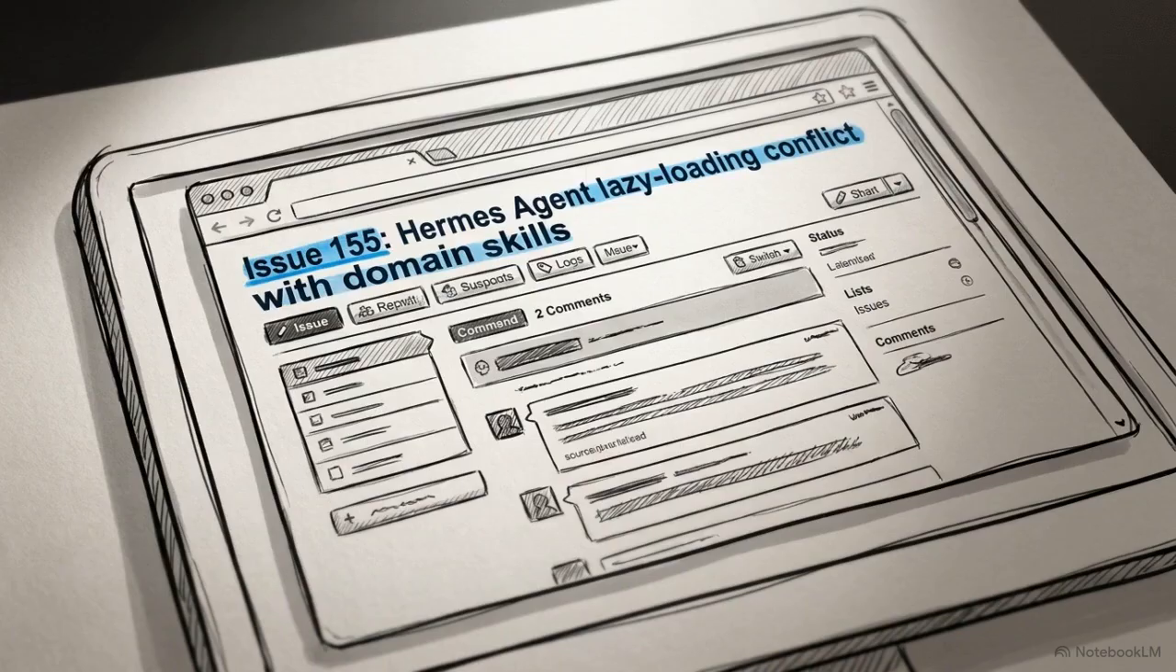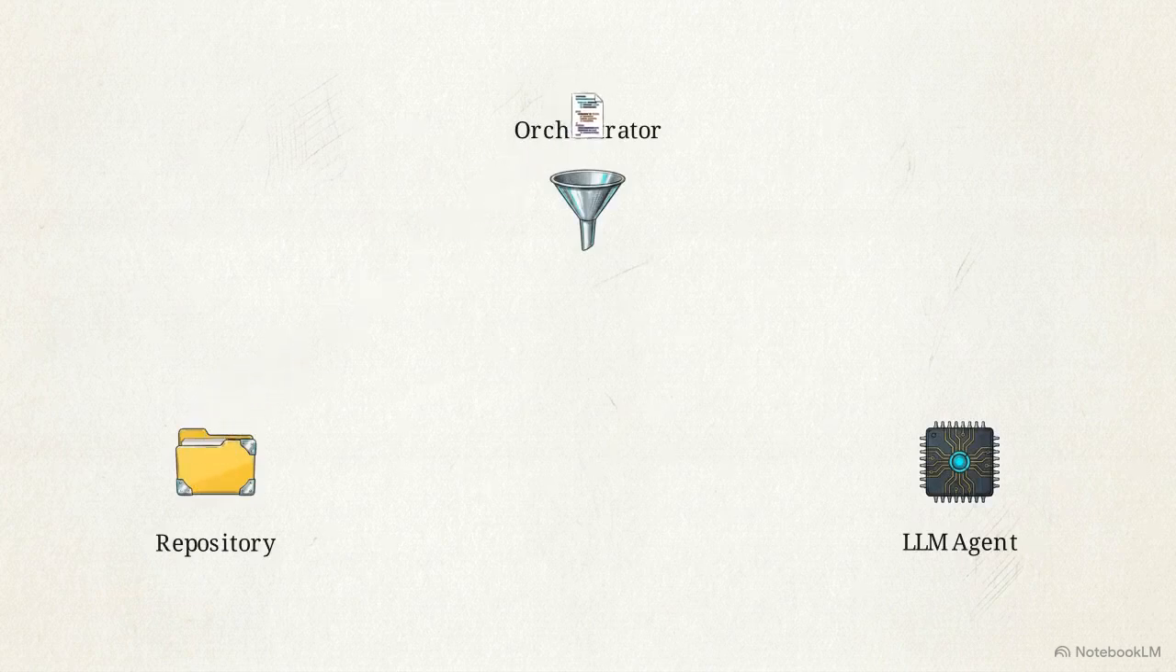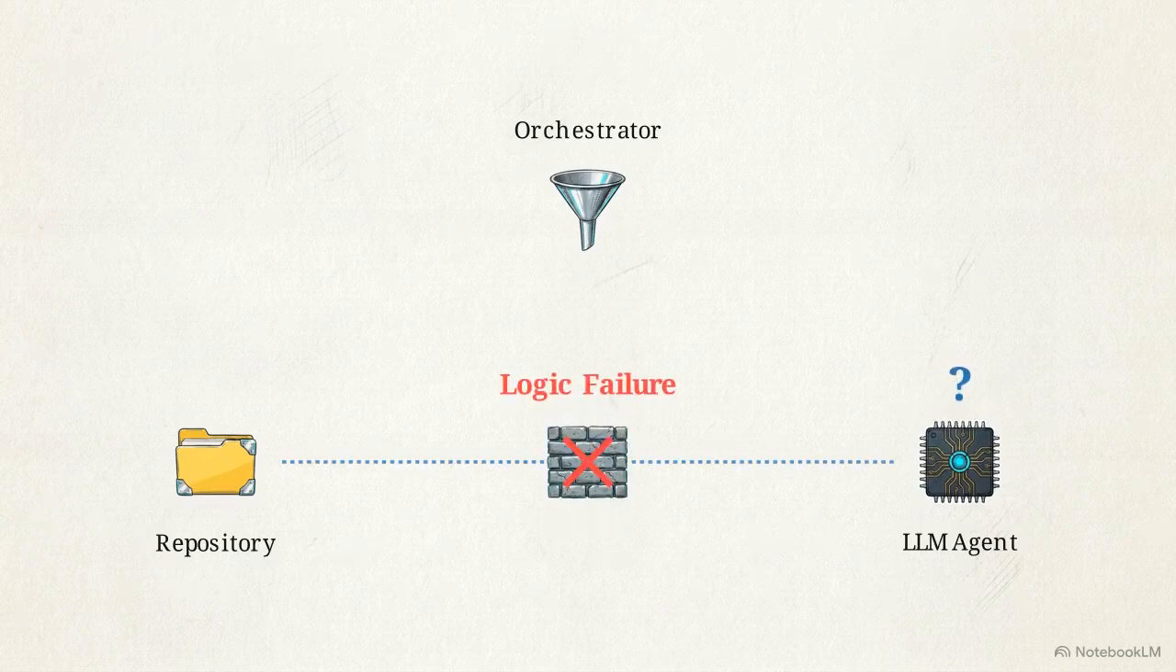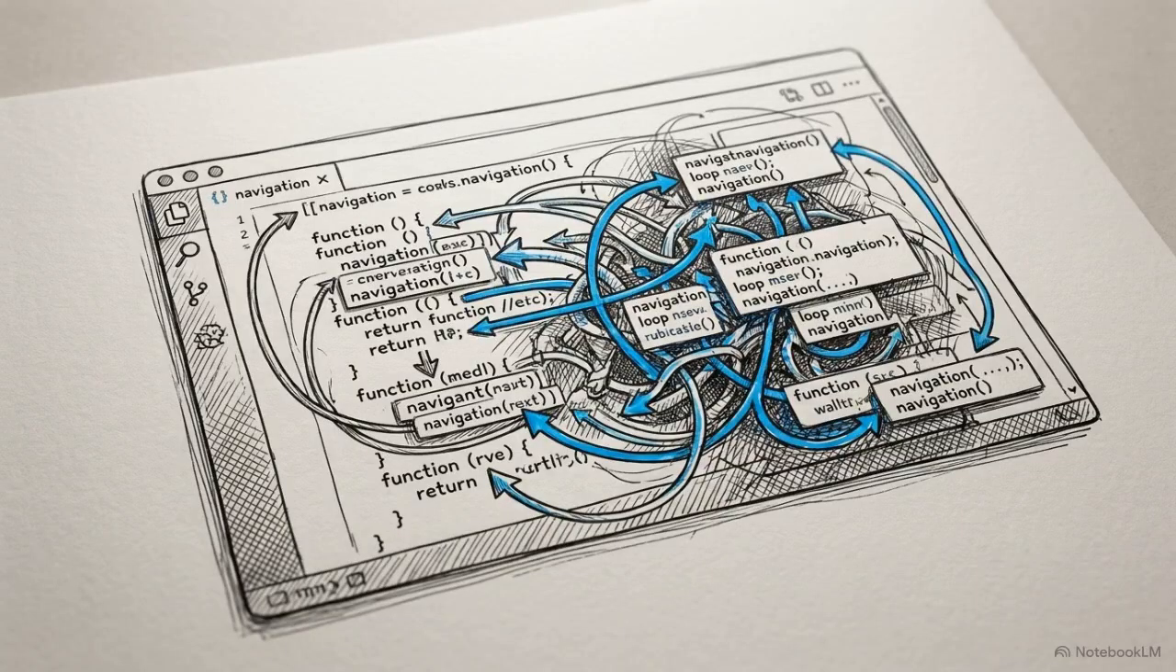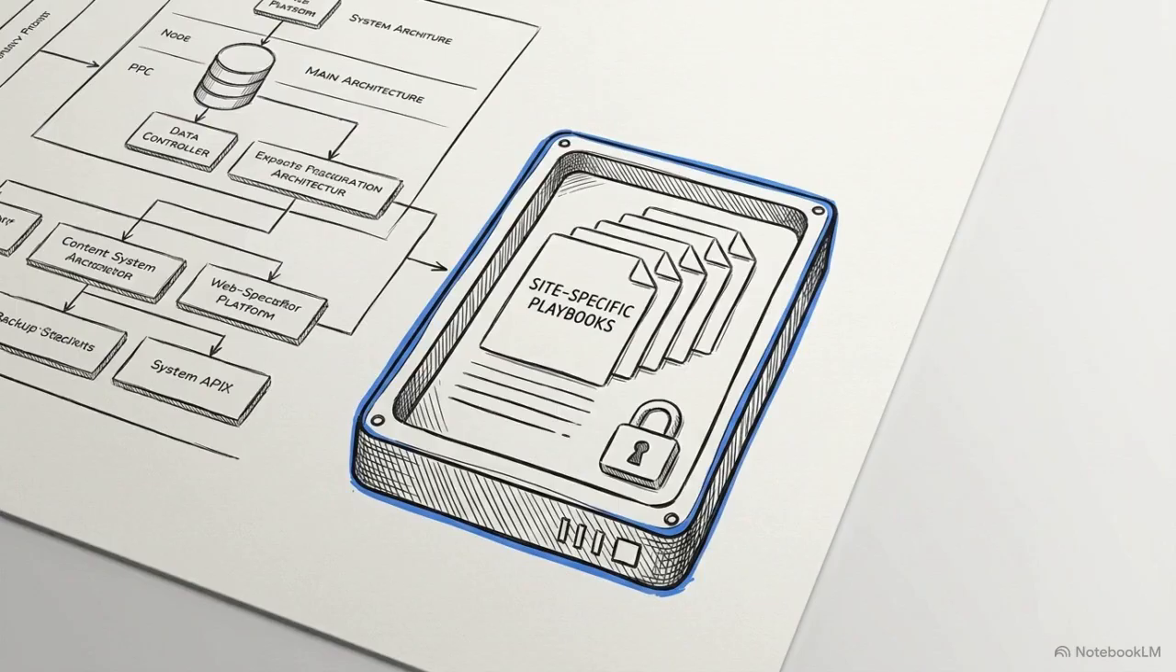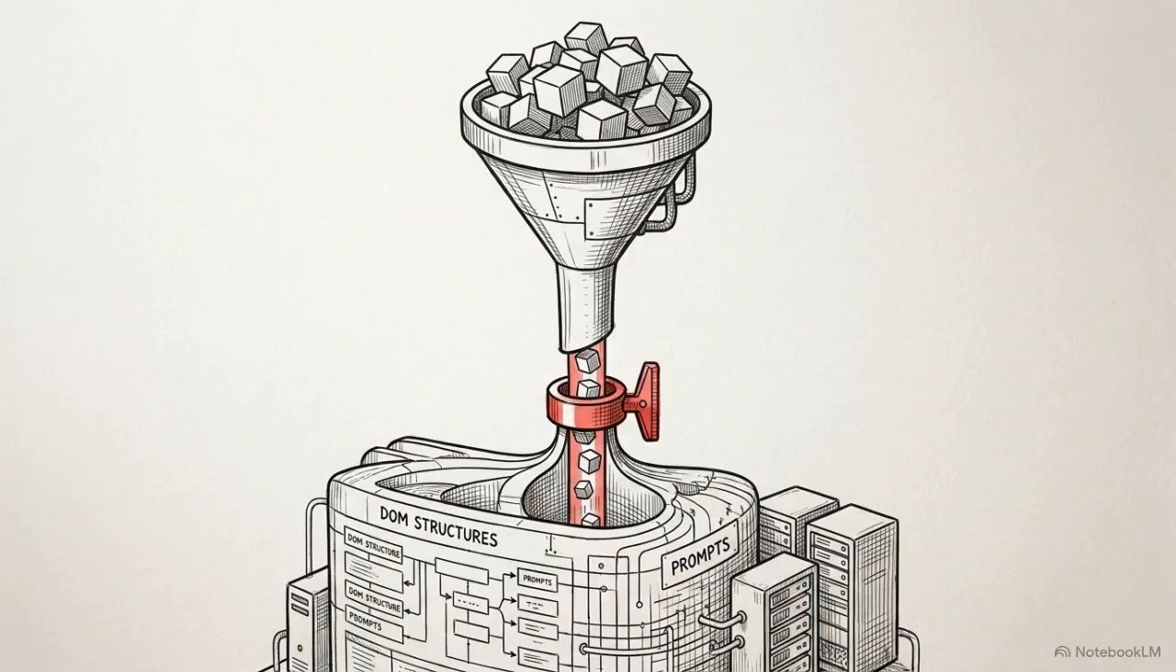Repository issue number 155 details an integration failure between the Browser Harness and the Hermes agent orchestrator. External orchestrators use lazy loading to conserve context windows, compressing long playbooks into short summaries to save tokens. This creates a logic failure. Because instructions to read the full playbook remain hidden in the unloaded file, the agent never discovers existing tools. The agent then attempts to automate complex sites from scratch, wasting compute tokens because it cannot perceive the optimized playbooks already available. This shift highlights that the primary engineering challenge for these agents is moving away from DOM mapping and toward managing token economics and context retrieval.